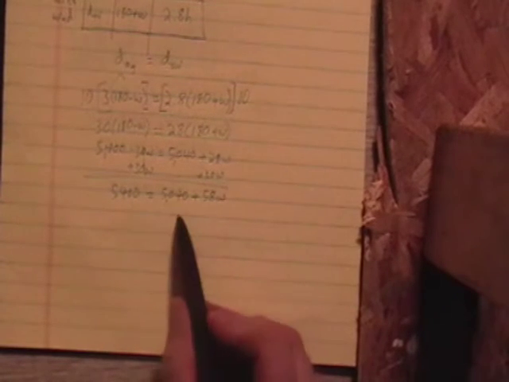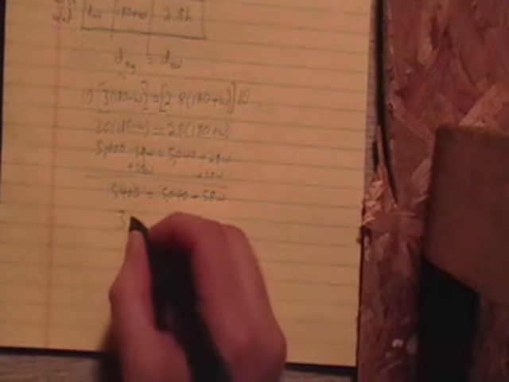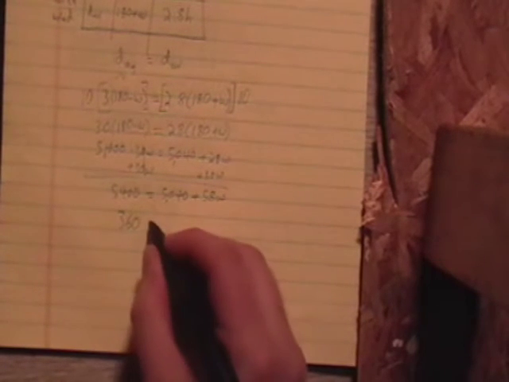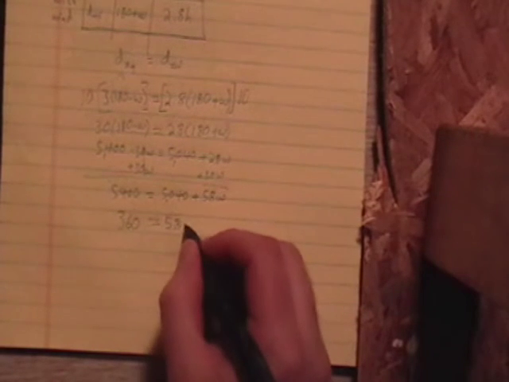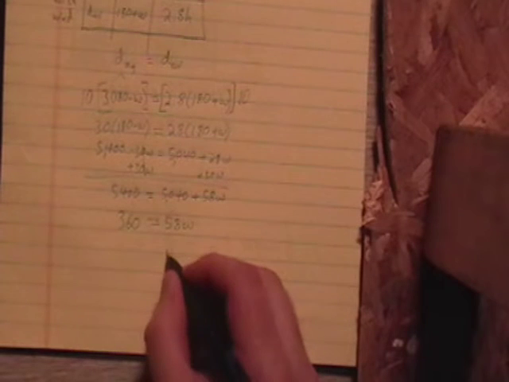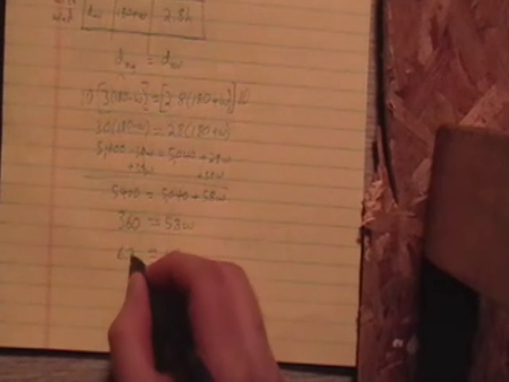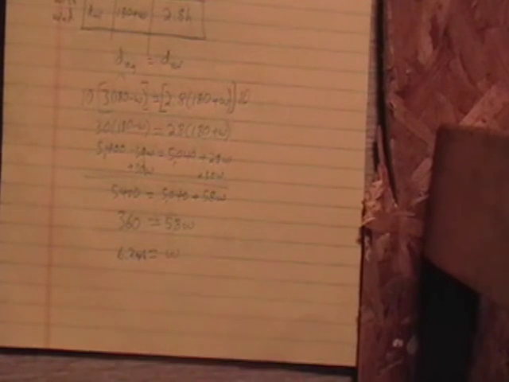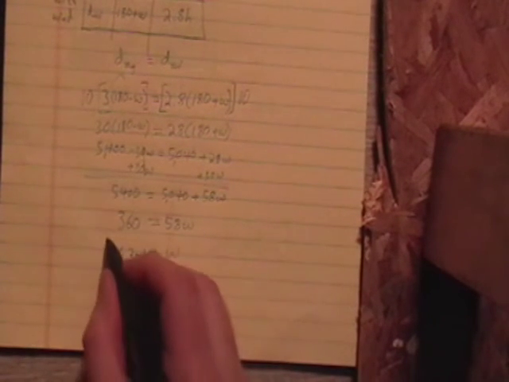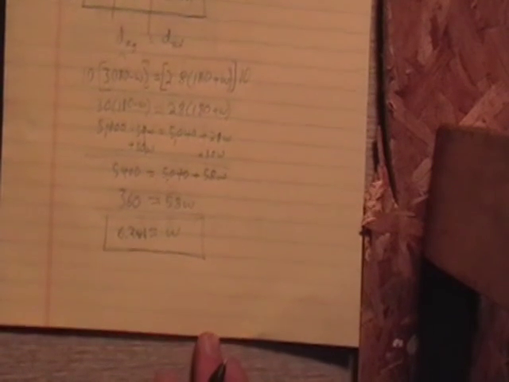And it's quite simple from now. Subtract 5,040 from both sides, and we'll get 360 is equal to 58W. And then, of course, divide both sides by 58. And you should get W equals 6.2 miles per hour. So the wind is 6.2 miles per hour in this situation.